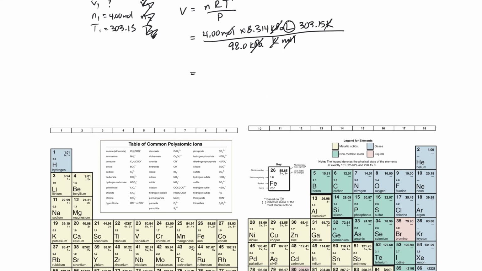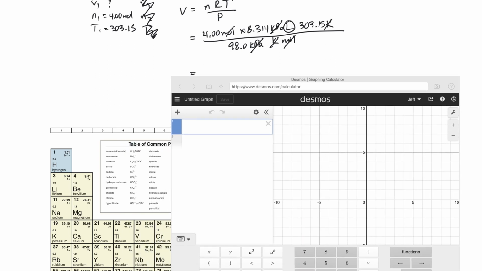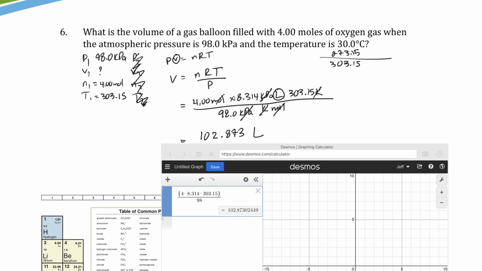Now I just have to do that on the calculator. Whoops, where's my calculator? There we go. Okay, so I want to go 4 times 8.314 times 303.15. And then I'm going to put a bracket to close the top, divided by 98. Okay, so my answer comes out to 102.873 liters. But I need to round off, right? So I need to round to 3 sig figs. So I'd call that 103 liters.